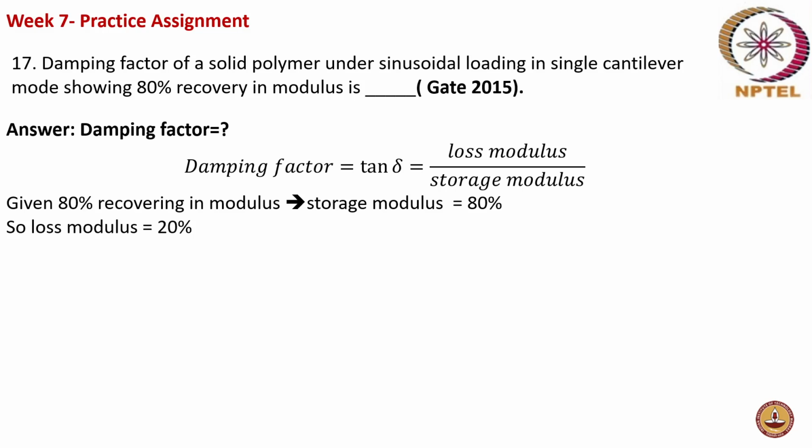So the remaining 20% is lost. That is why it is loss modulus, right? Whatever is lost is loss modulus, and whatever is recovered or stored is the storage modulus. So storage is 80% and loss is 20%. So damping factor is equal to tan delta, which is equal to loss modulus by storage modulus, which is nothing but 0.2 by 0.8, that is equal to 0.25. So this is how you find the damping factor.